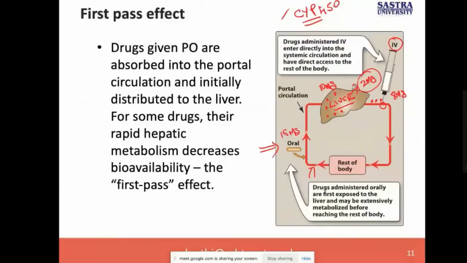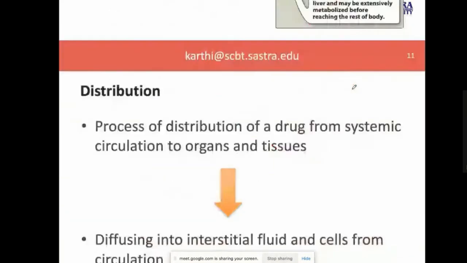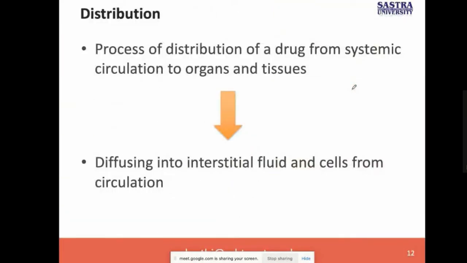Now I hope that we have a very good idea about absorption. We have a very good idea about permeation. We have a good idea about what are the factors which affect the permeation, absorption, and what is bioavailability, and how the bioavailability is related to different modes of administration, and what is first pass effect, right? At least I hope that you know the terms related to all this, right?